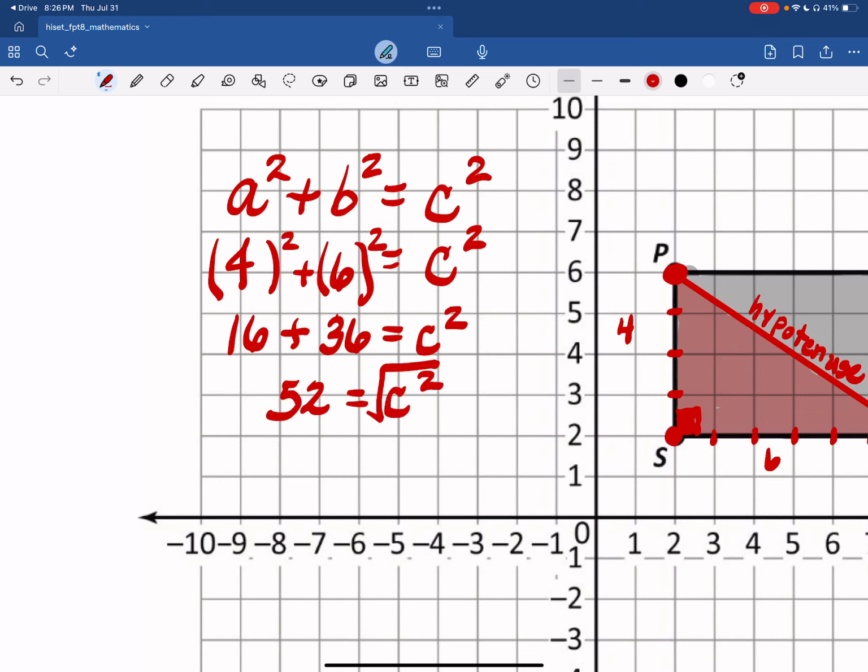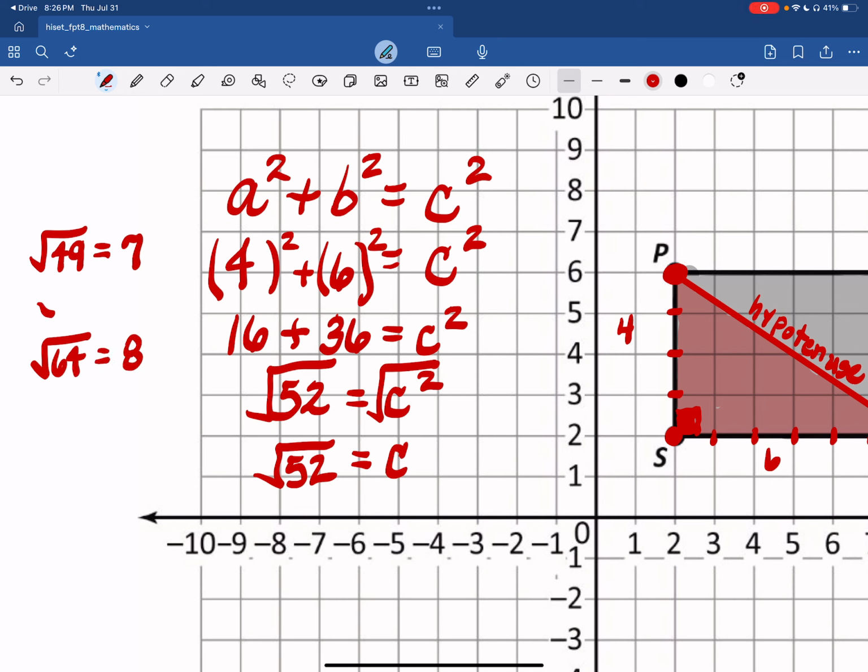And then I need to take the square root of both sides. 52 is not a perfect square. I know that 49 is a perfect square. The square root would be 7. And I know that 64 is a perfect square. But the square root of 52 is going to lie somewhere between those two. And it's going to be closer to 7. I don't know what it is. Don't really want to know what it is. But I know it's going to be closer to 7 than to 8.